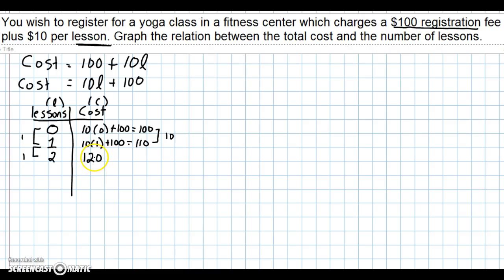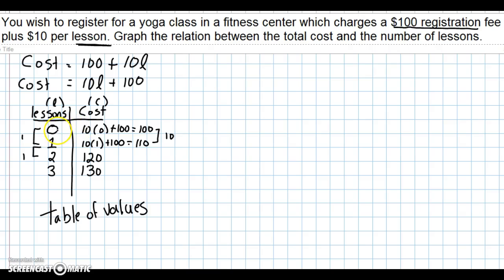We can verify this by taking our 2, putting it back into the equation, substituting it in. 2 times 10 is 20, plus 100 is $120. 3 is going to be 130, and so on. Once we have our table of values, we can now take the table of values, and that's going to give us ordered pairs. And we can use those ordered pairs in order to graph.